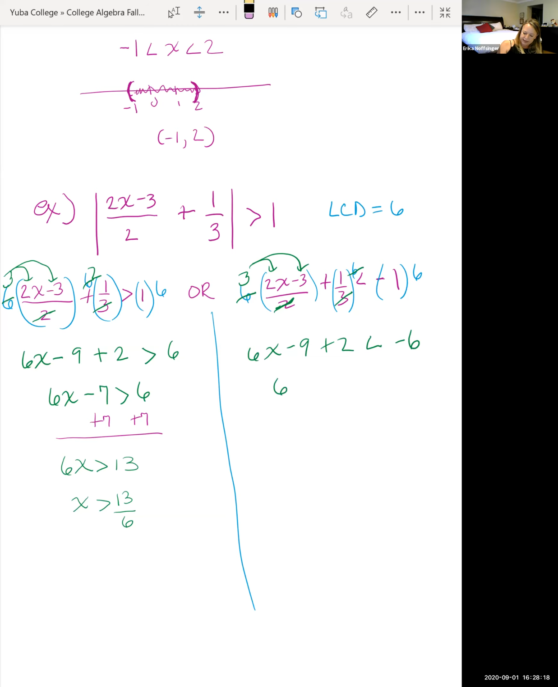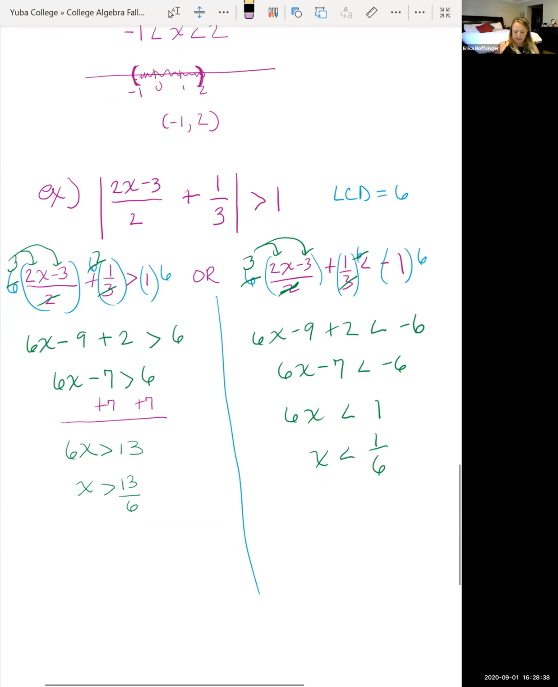So we get 6x, combining like terms, negative 7 is less than negative 6. Add 7 to both sides, we get 6x is less than negative 6 plus 7 is 1. Divide by 6, x is less than 1/6.